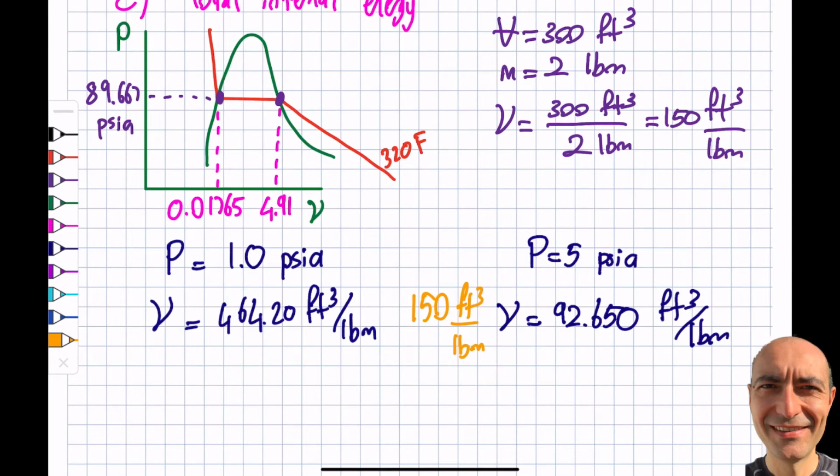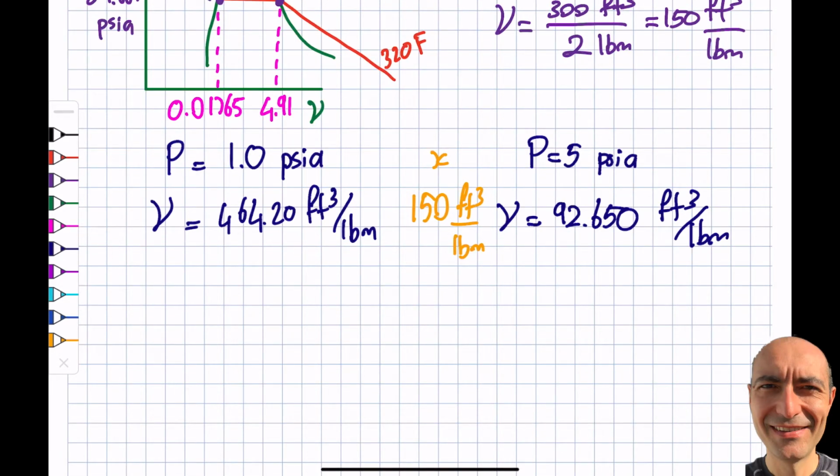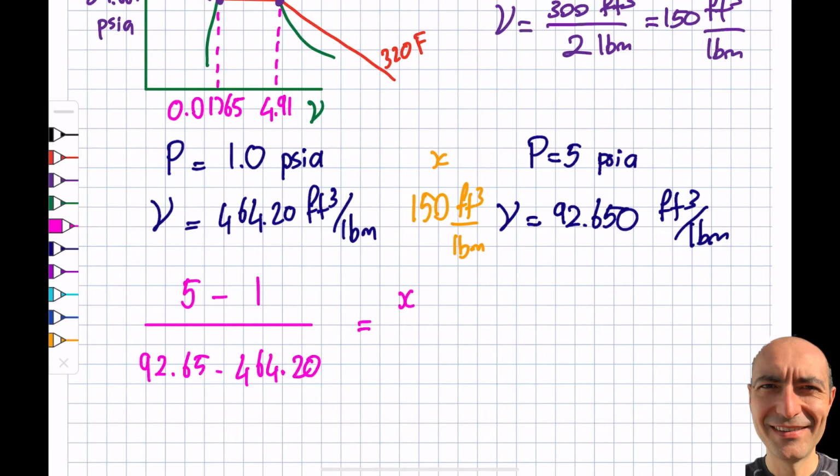So if I look here, then I need to find this value over here, this P, okay? So now I have to look at the interpolation. But one thing I want to highlight is this is like an X, the way I gave you, right? This is the X is known, the Y is missing. So the equation that I'm going to write should be this way. So now the interpolation is going to look a little different. 5 minus 1 divided by 92.65 minus 464.20 will be equal to, well, X, minus 1 divided by 150 minus 464.20.